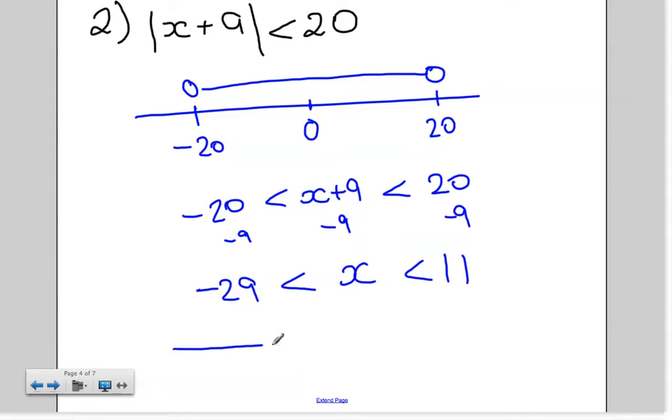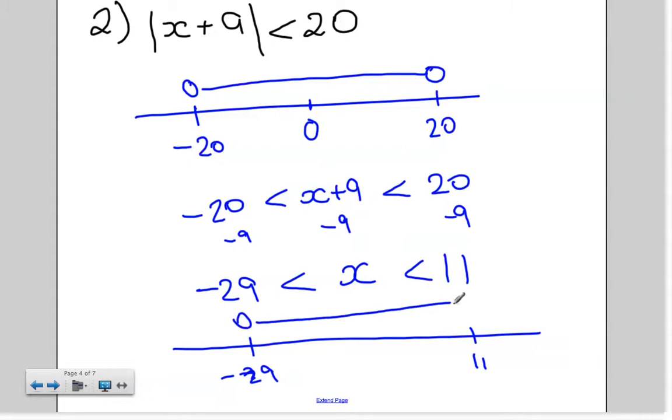Now they may ask you to do that as a number line. Minus 29 and 11, and it would be anything in between. That would be our solution. Okay, right, next one.